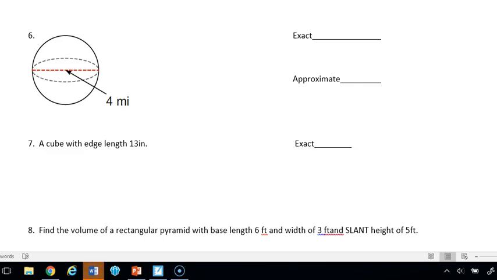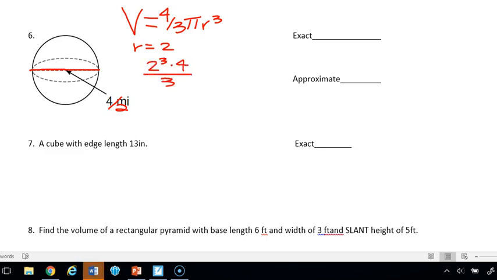So number 6 is finding the volume of a sphere, and that formula is equal to 4/3 pi r cubed. I notice here that I don't have a radius, I have a diameter. So I know that I'm going to have to divide this number by 2, so my radius is equal to 2. So I'm going to do 2 to the third. I'm going to multiply that times 4, and then I'm going to divide by 3 and add pi to it. So that's going to give me 8 times 4 divided by 3.